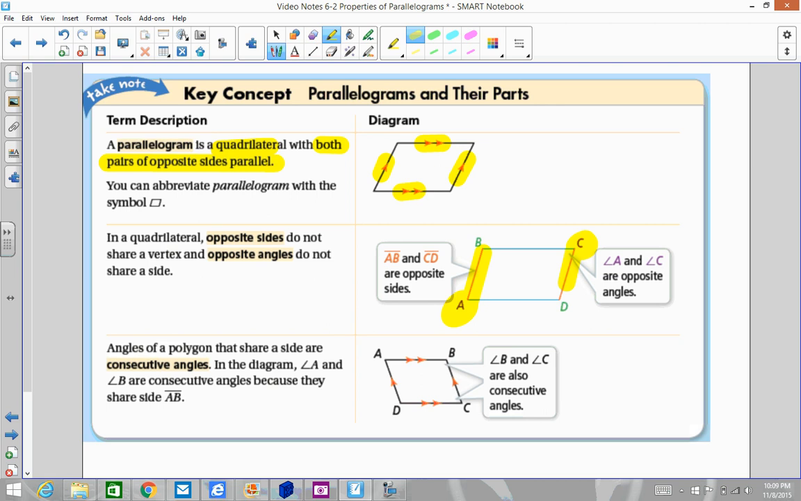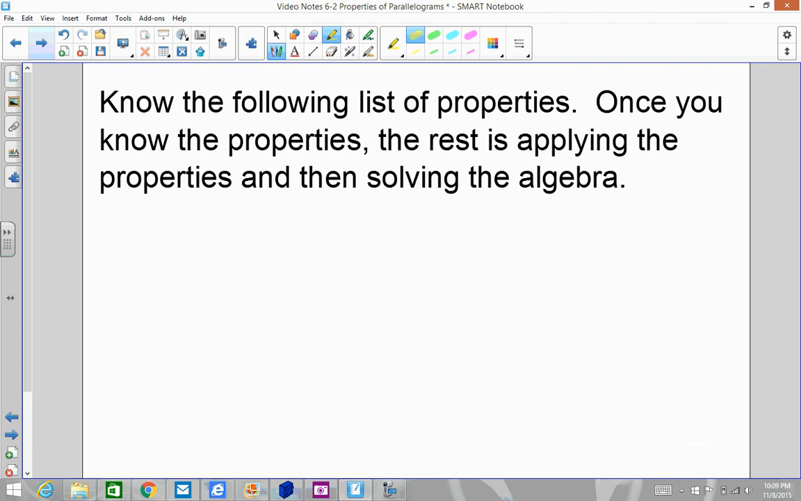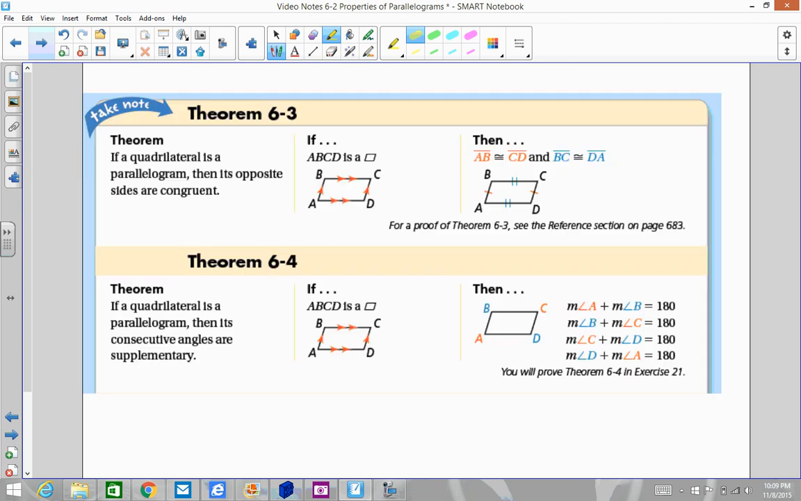Angles in a polygon that share a side are called consecutive angles. So B and C are consecutive angles. So would A and B be consecutive angles. So there are different pairs of consecutive angles. Now we do this vocabulary because we're going to use this wording when we talk about our new postulates and theorems. So make sure you highlight your postulates also. You don't have to write them down if you highlight them in your postulate and theorem sheet. All right, so know the following list of properties. Once you know the properties, the rest is applying the properties and then solving the algebra.